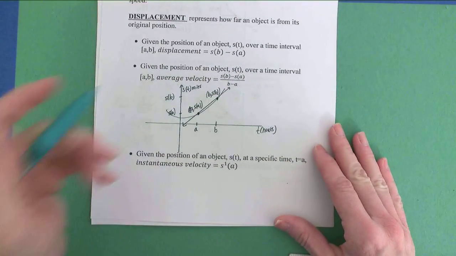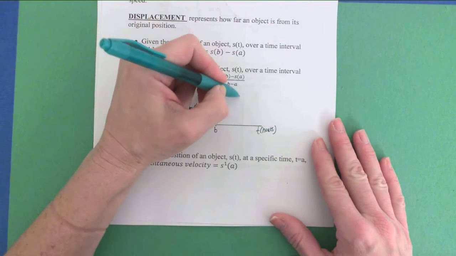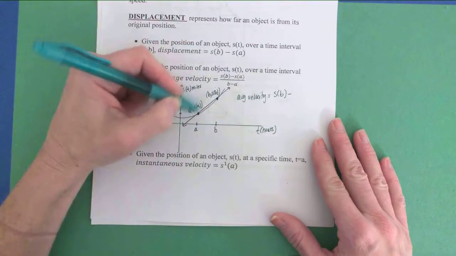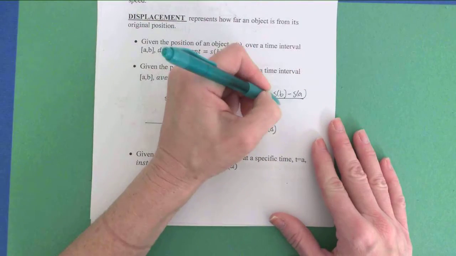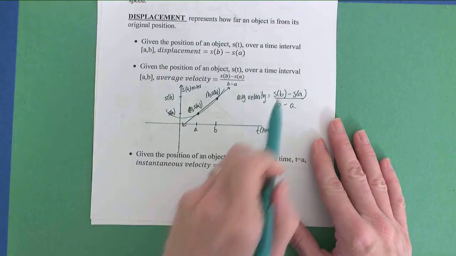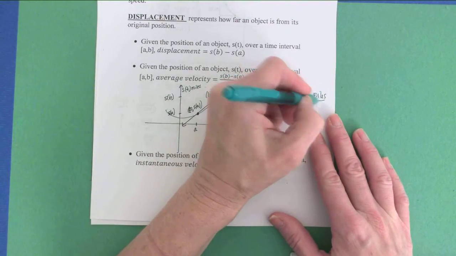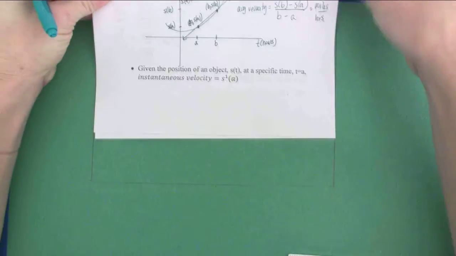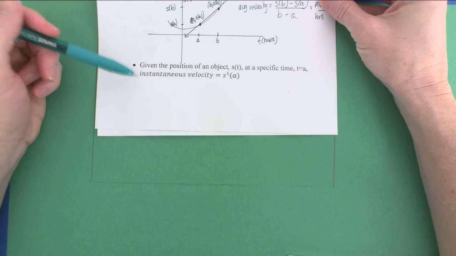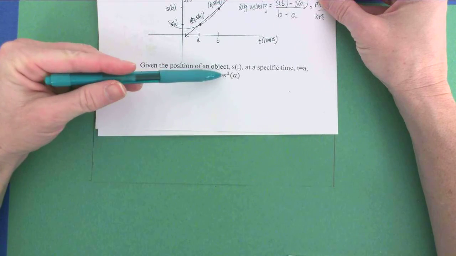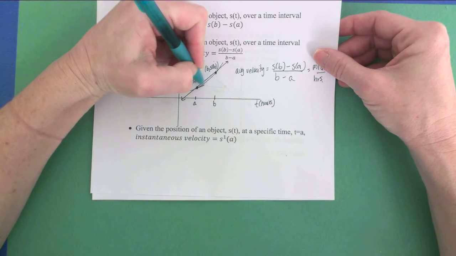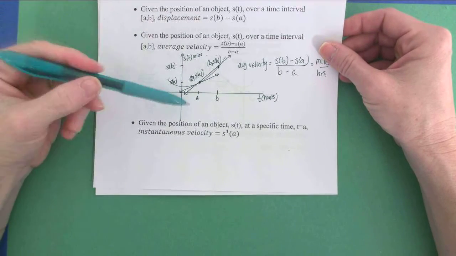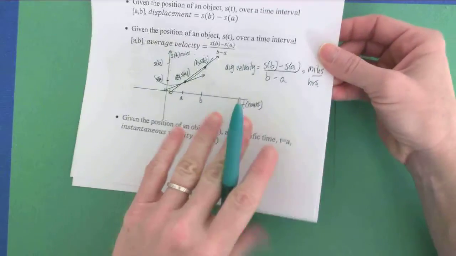So our final slope then, or our average velocity, is going to be y2, s of b, minus y1, s of a, all over x sub 2, b, minus x sub 1, a. The change in position, of course, is in miles, then the change in time is hours. So that would be your average velocity. And then at the bottom here, given the position of an object, s of t, at a specific time, t equals a, if we want the instantaneous velocity, that's just going to be the derivative, s prime of a. So if I want the instantaneous velocity, not the average, then I have to do the slope of the tangent line, not the slope of the secant line. So the slope of the secant line is to average velocity, as the slope of the tangent line is to instantaneous velocity.